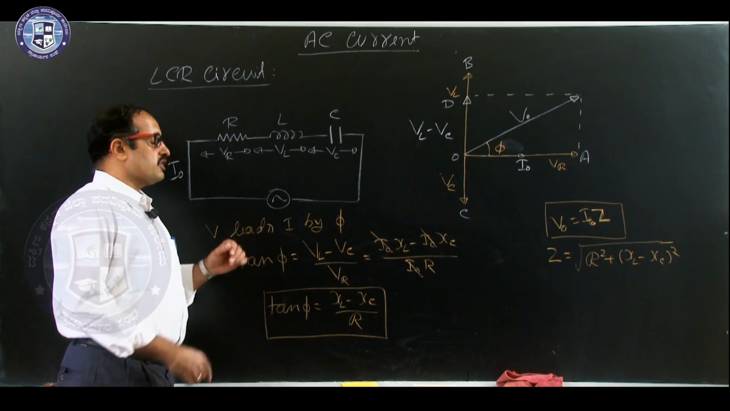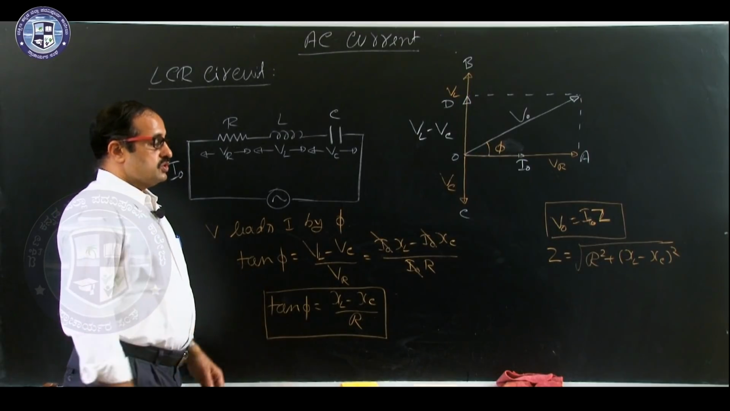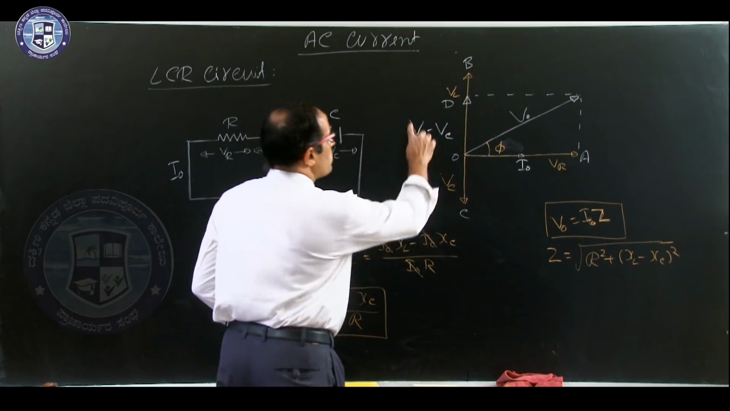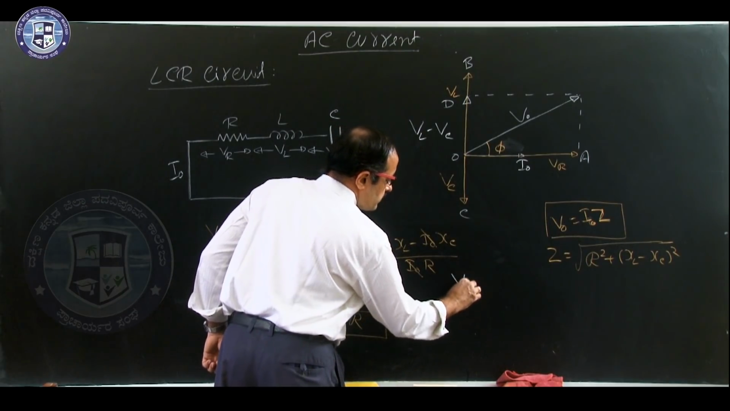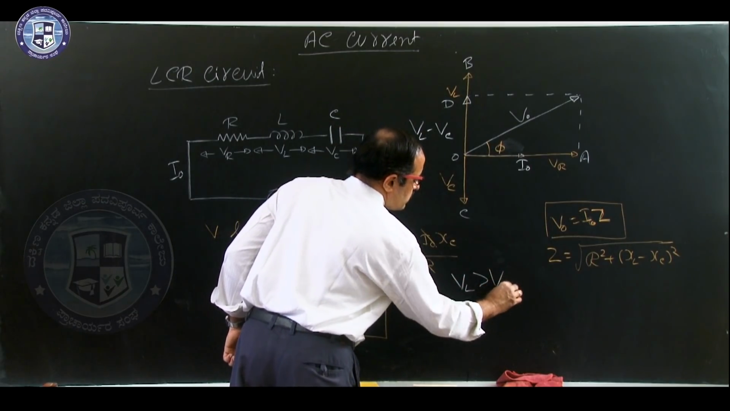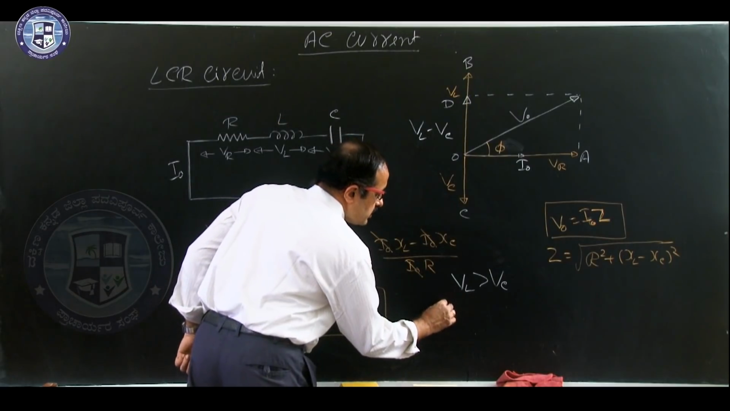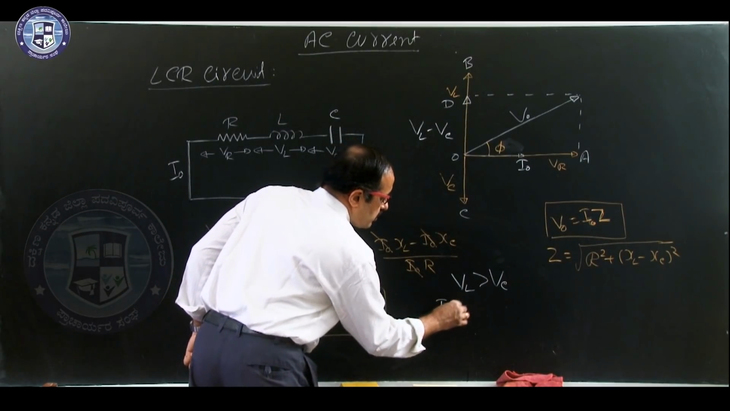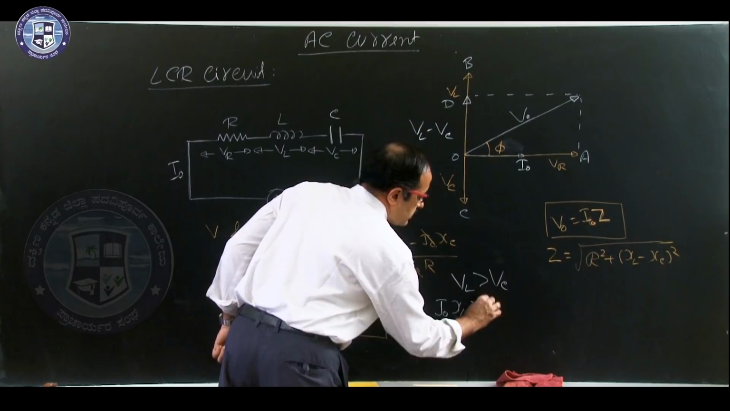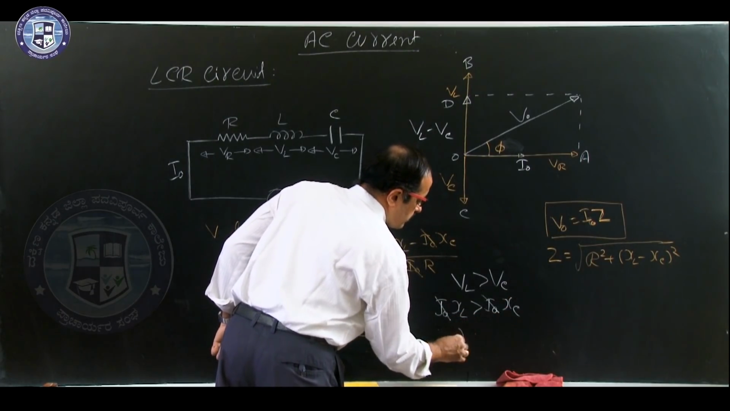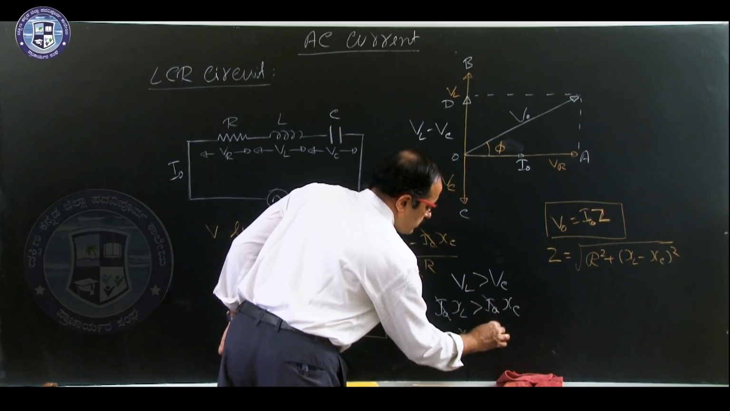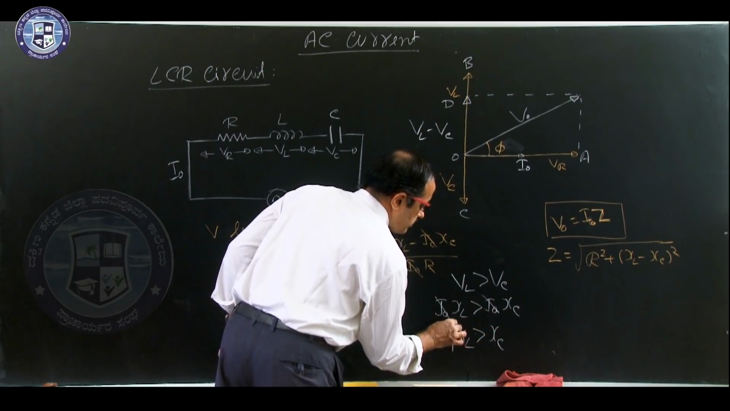Now, what is the interesting point here? See, in the beginning I said VL is greater than VC, or it is written like this, I naught into XL is greater than I naught into XC. I naught we can cancel, XL is greater than XC.